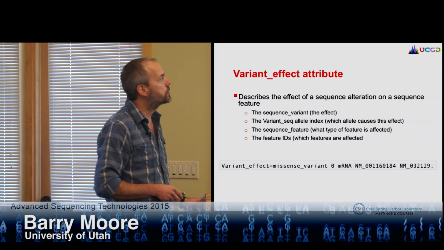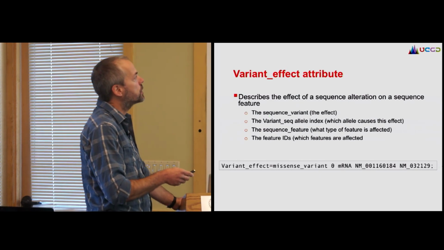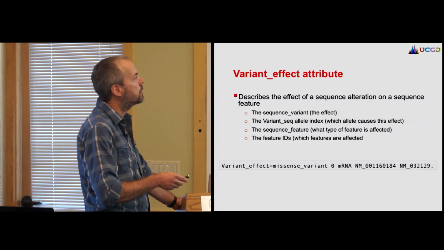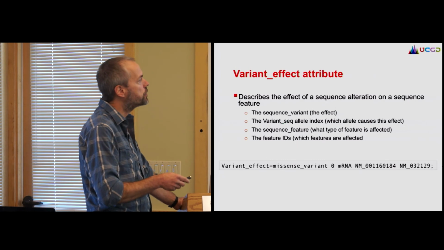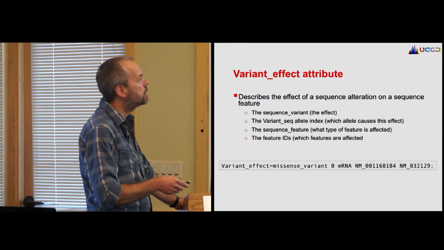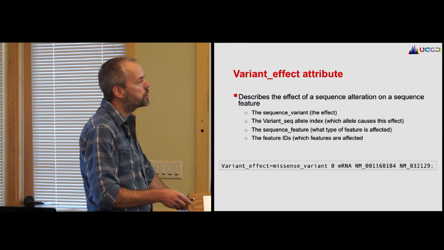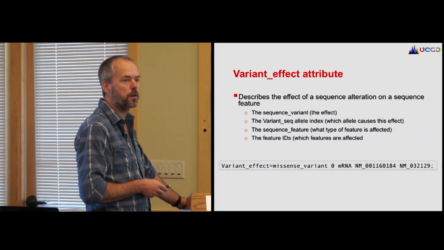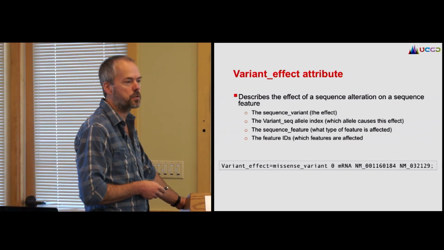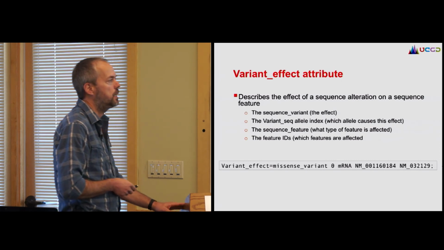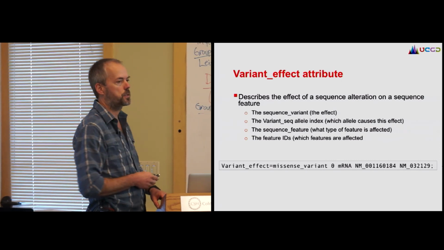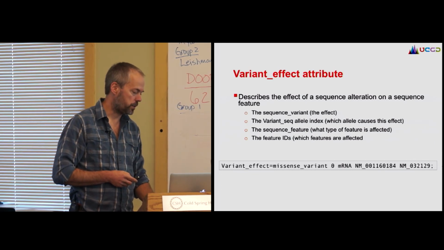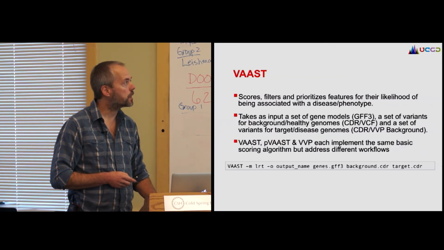So I kind of already described this before, so I won't say it again, but the sequence variant is the effect. The sequence feature is the type of feature that is affected. And we also need to know which feature is affected, because a single variant can impact different transcripts in different ways, leading us to perhaps misprioritize the gene in general if we're not keeping track of which transcripts we're predicting these effects on.